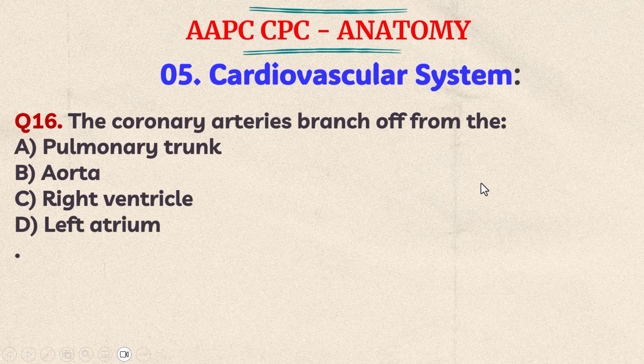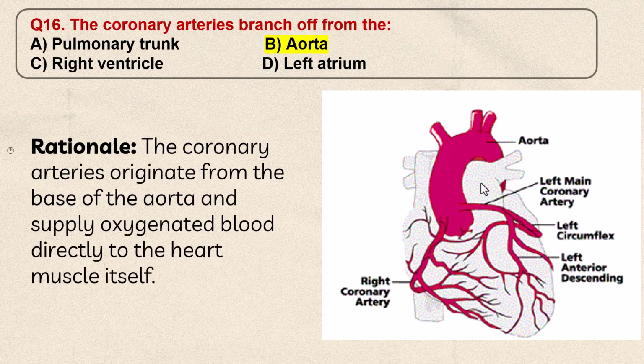Question number 16. The coronary arteries branch off from the A. Pulmonary trunk. B. Aorta. C. Right ventricle. D. Right atrium. Think the answer. The correct answer is B. Aorta. You can see in the picture here. The coronary arteries originate from the base of the aorta and supply oxygenated blood directly to the heart muscle itself.